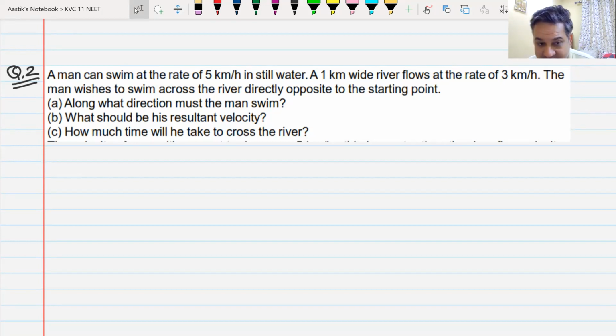So they're asking you the direction. Question number 2. What should be his resultant velocity? When I say resultant velocity, remember the language, it is the velocity of man with respect to ground. What is the resultant velocity? How much time will he take to cross the river? The time starts now.